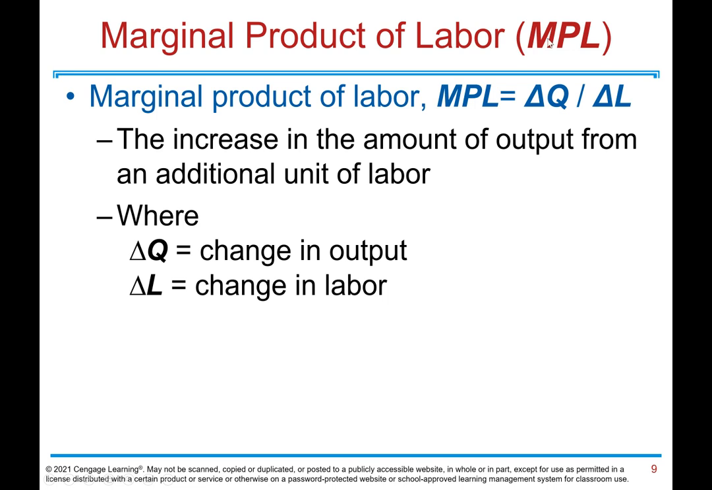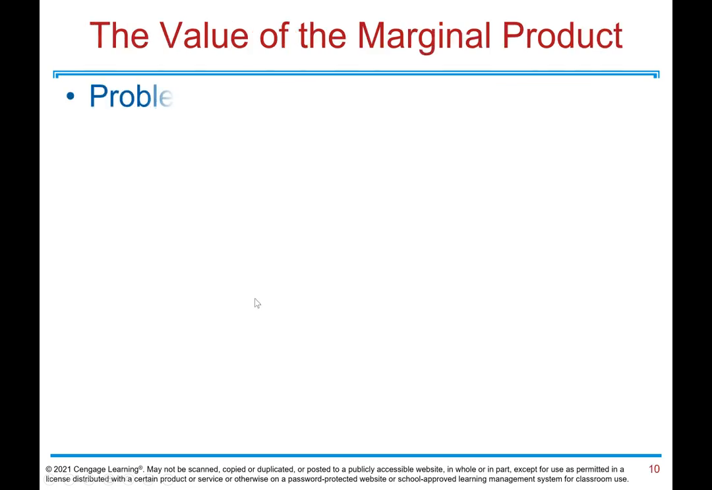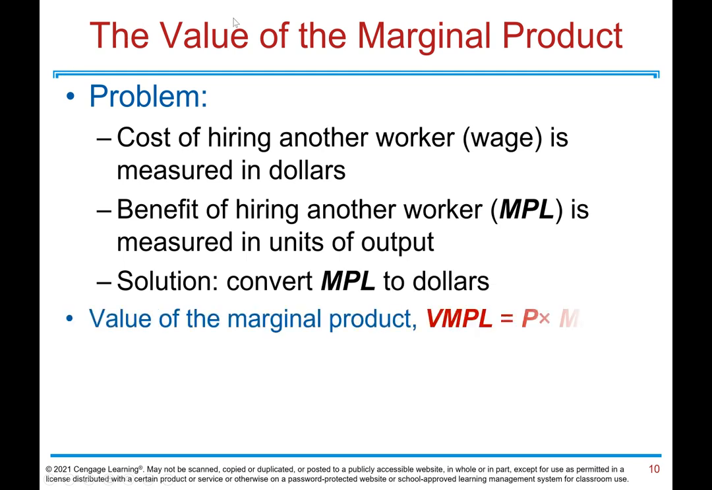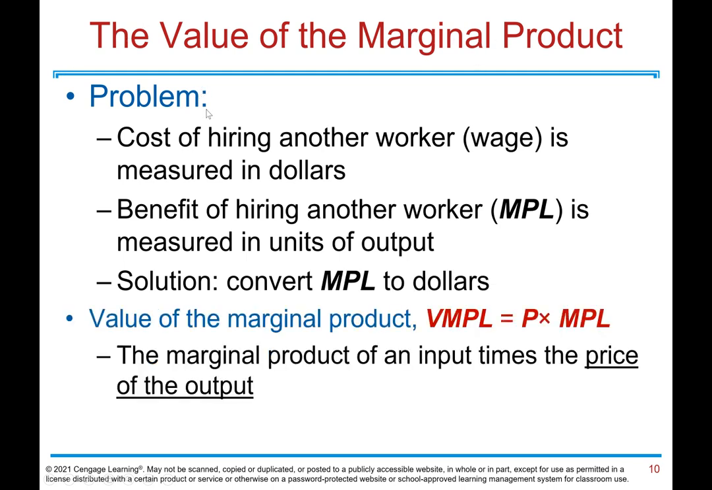The marginal product of labor, or MPL. The marginal product of labor, MPL, is equal to delta Q over delta L. It is the increase in the amount of output from an additional unit of labor, where delta Q is the change in output and delta L is the change in labor. The value of the marginal product.